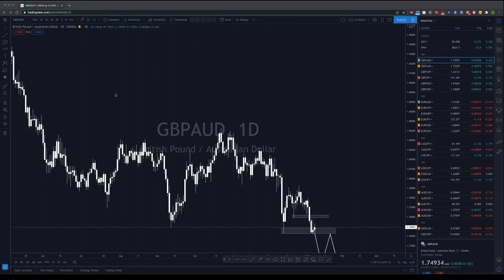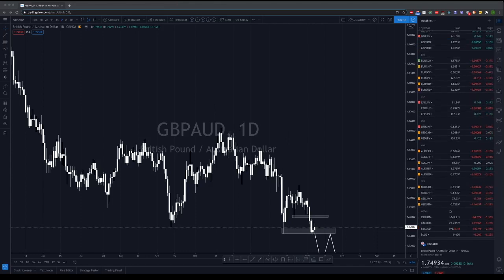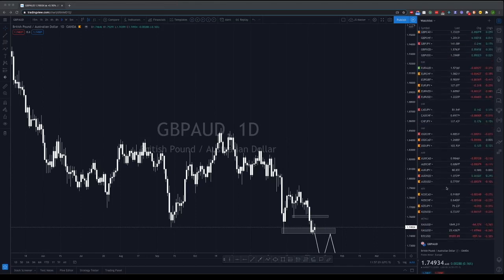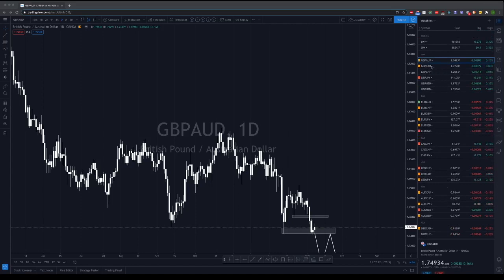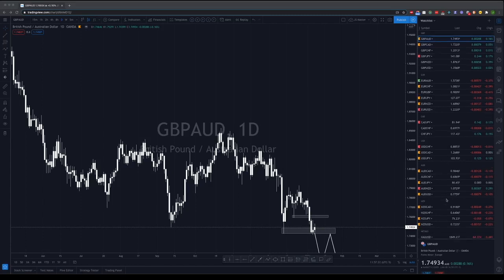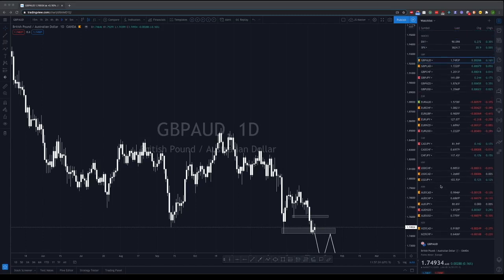So in an effort to make these videos just that little bit shorter, I've already gone through the pairs on the right hand side that I'll be interested in for the week. I've highlighted them in yellow and red, so I'll just be going through those pairs. There are some other opportunities on the unselected pairs that I'll probably be looking at during the week, but they're very similar setups to the pairs that are already highlighted.